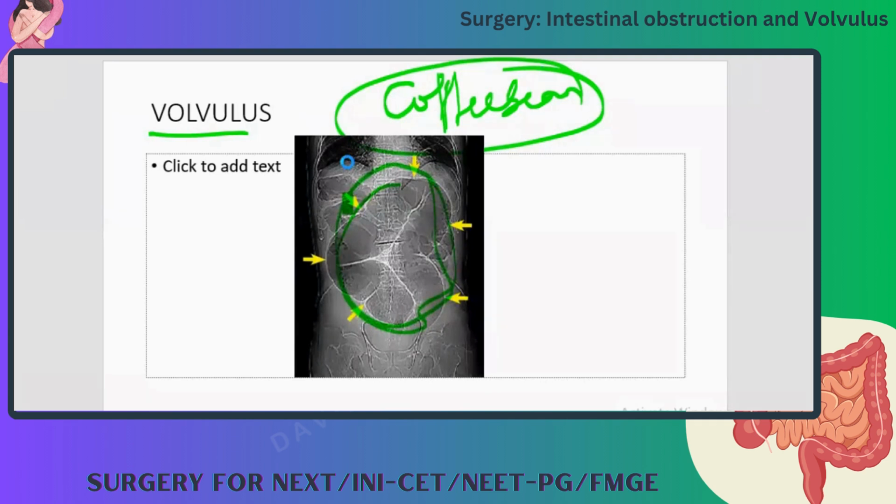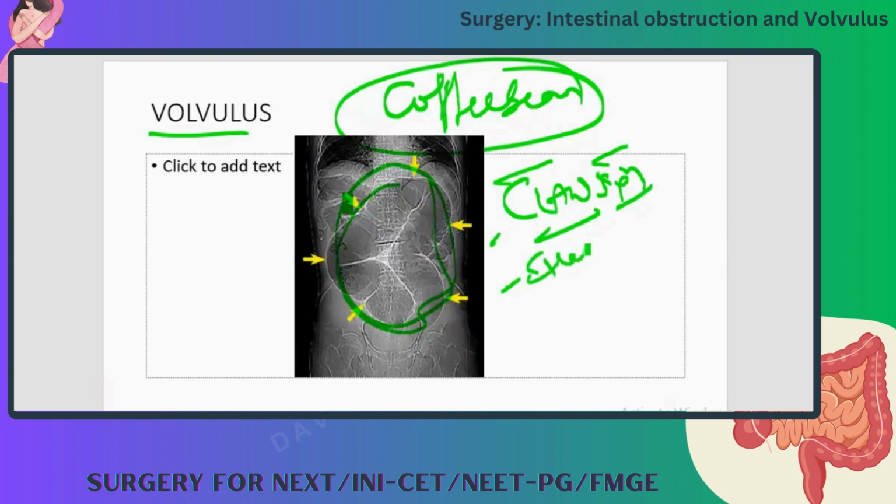Before we complete, today's most important points. Where is the class sign seen? Intussusception. The common type of intussusception: ileocolic in a child, colocolic in an adult. Transmural involvement is seen in which disease? Crohn's disease.